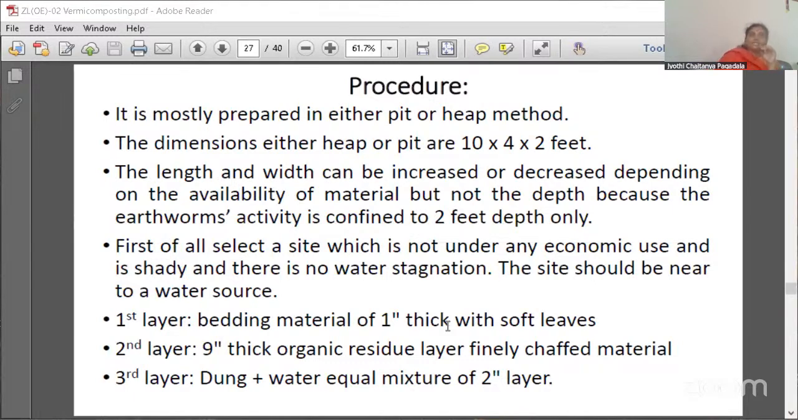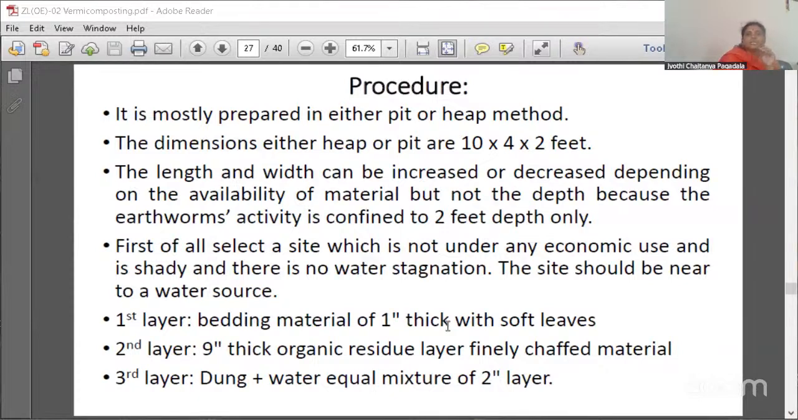Coming to the preparation and procedure of vermicomposting, a container with a suitable dimension is chosen, and a worm bed is made at the bottom of the container. This worm bed consists of old paper, sugar cane trash, paddy husk, and coir waste. A thin layer of soil is spread over this mixture, and the humidity is maintained at 40 to 50 percent. The vermicompost is prepared by either the pit or heap method.